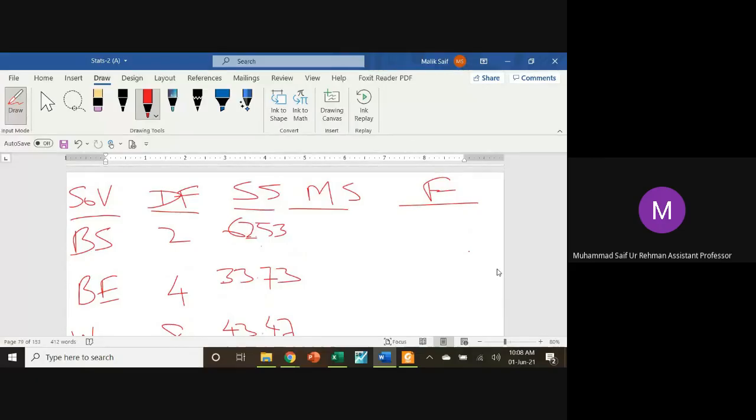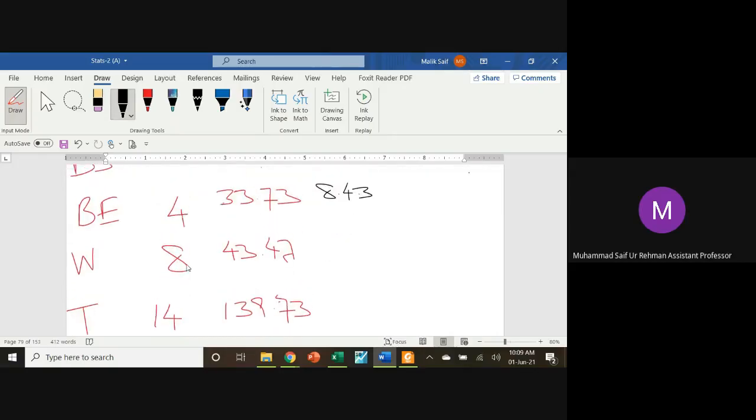So 62.53 divided by 2, the answer is 31.265. So you may write down 31.27. Round it off up to 2 decimal points. Next value 33.73 divided by 4. 8.432, so 8.43. Okay. Next value.